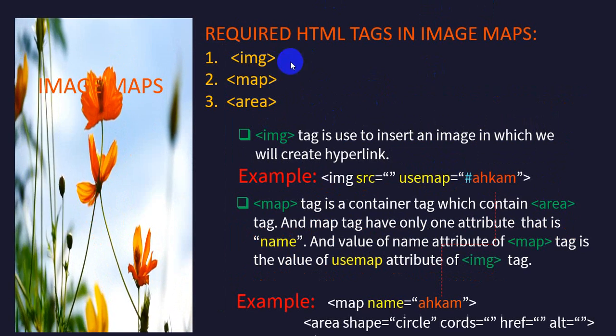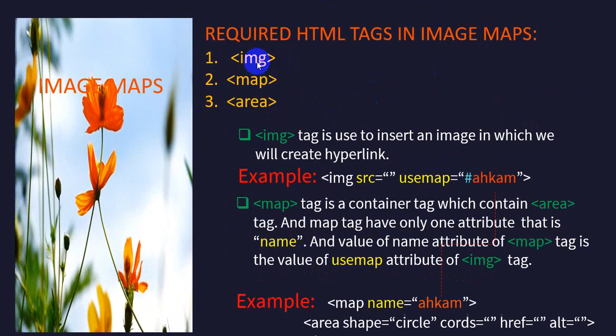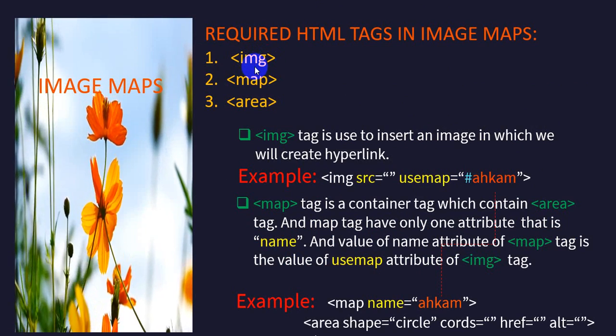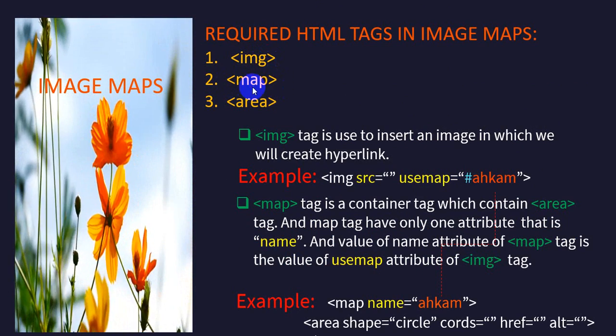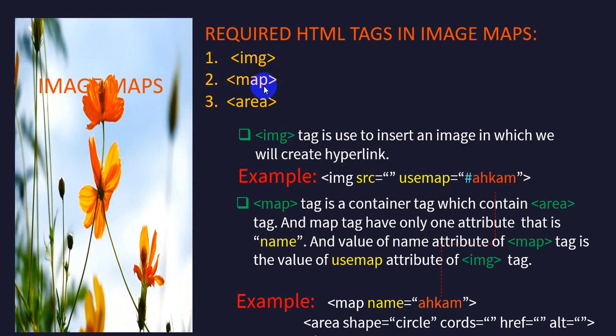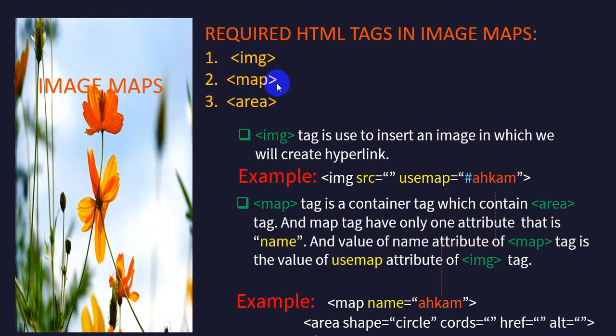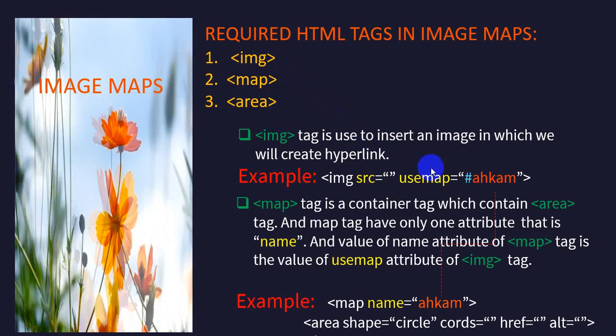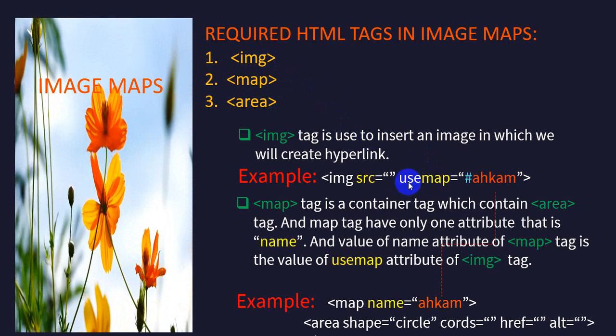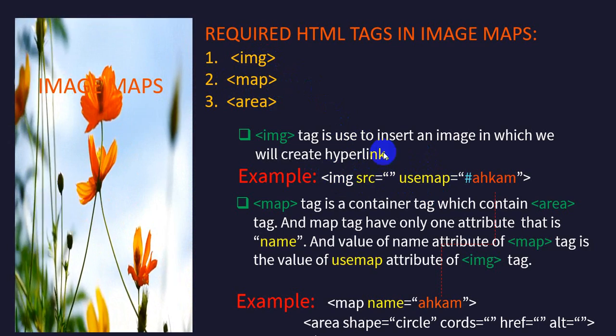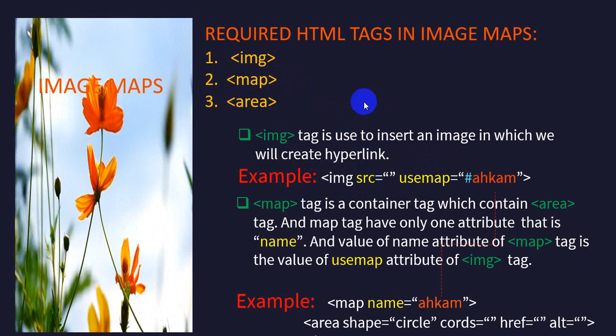In our previous lecture, we have seen what is image tag and how we can insert an image inside our web page. Then we have seen map tag and the attribute of map tag, that is the name attribute, and then we have seen the importance of use map attribute of img tag. Okay, I just want to show you the file which we have created.